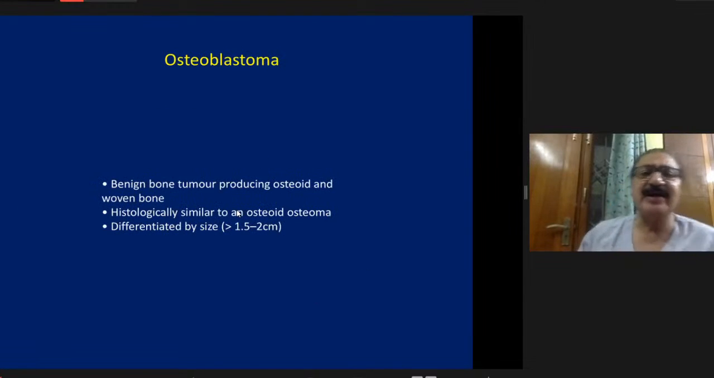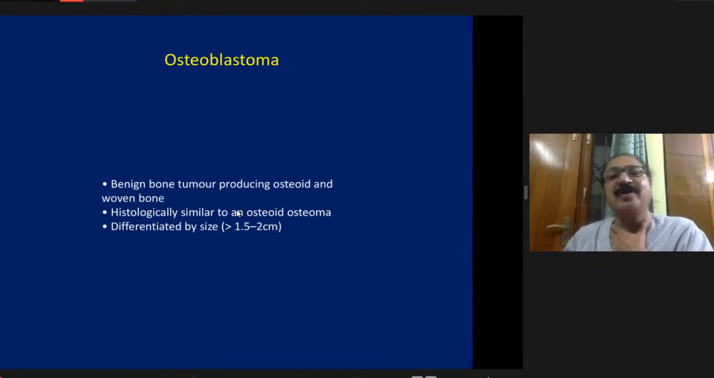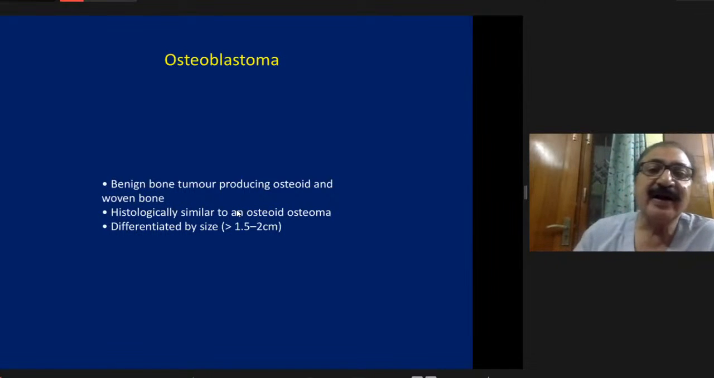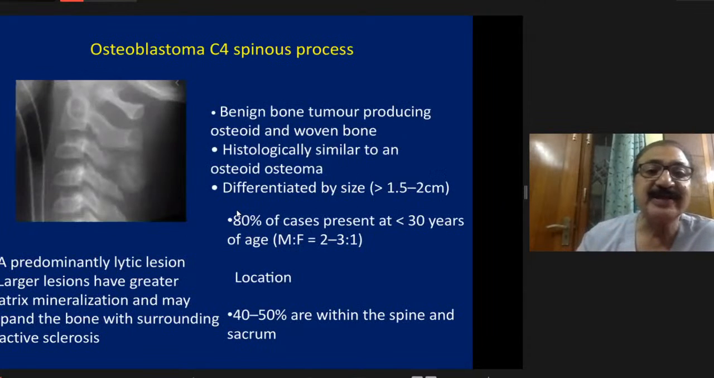In the last I'll talk about a common tumor in a case of cervical spine. Osteoblastoma is a benign bone tumor which actually resembles osteoid osteoma as far as histopathology is concerned. Osteoid osteoma is less than 1.5 centimeter, while an osteoblastoma is more than 1.5 centimeter. This is an example of an osteoblastoma in the spinous process of the C4 vertebra.